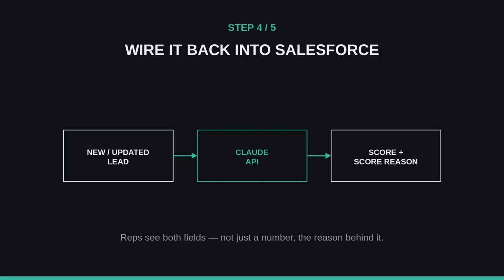Step 4. Write it back into Salesforce. The lead record updates through a flow. When a new lead is created or updated, it sends those 4 fields to Claude through the API, and the response, score plus explanation, writes back into 2 fields on the lead: score and score reason. Your reps see both, not just a number, but the reason behind it.